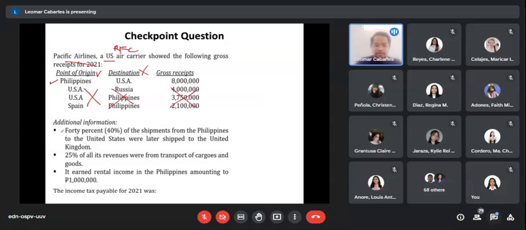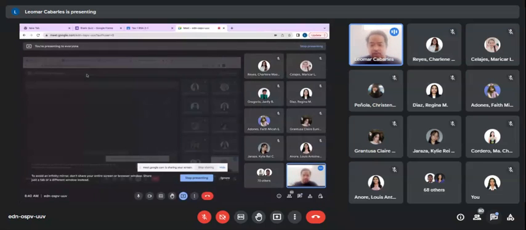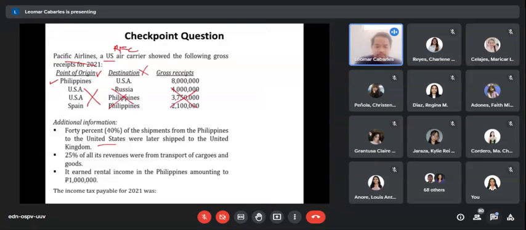This is immaterial kung 40% man ay trans-shipment from Philippines to US, then later to UK, that's immaterial. Kasi the important factor is the origin, not the destination. So, and 25%, so regardless kung cargo or passenger. So, ang subject lang dito ay 8 million. So, the rate, 2.5%. So, that's 200,000.